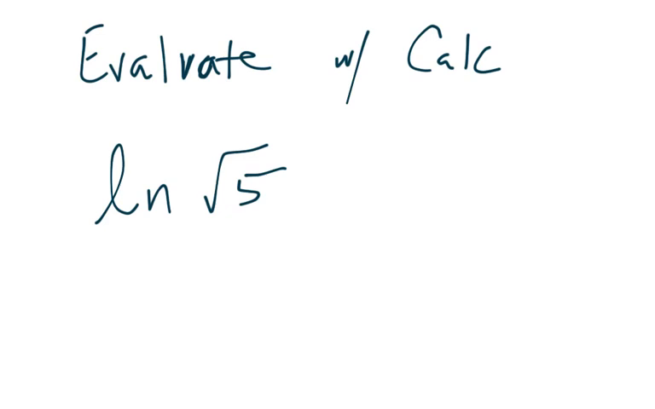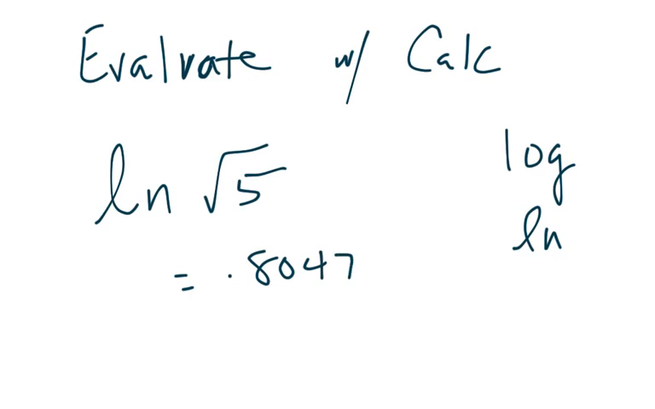You can also use a calculator. And with this ln, we don't always just use log. Sometimes we use ln, which is called the natural log. And there's a button on your calculator that says natural log. And then I'm just going to put, you can make the square root sign with the second function, and put the 5 in there. Hit enter, and it's going to tell you that that comes out to be 0.8047. So that can be done with a calculator.